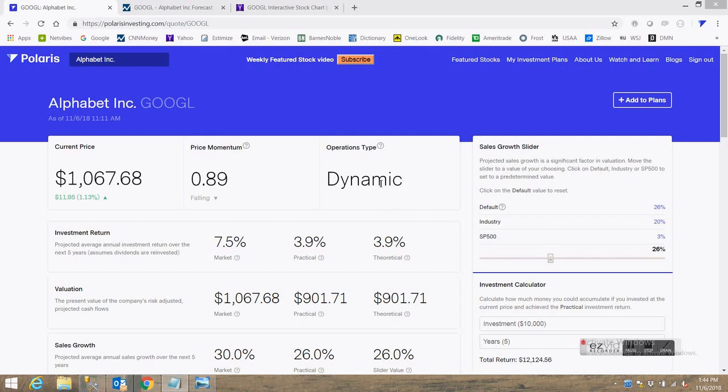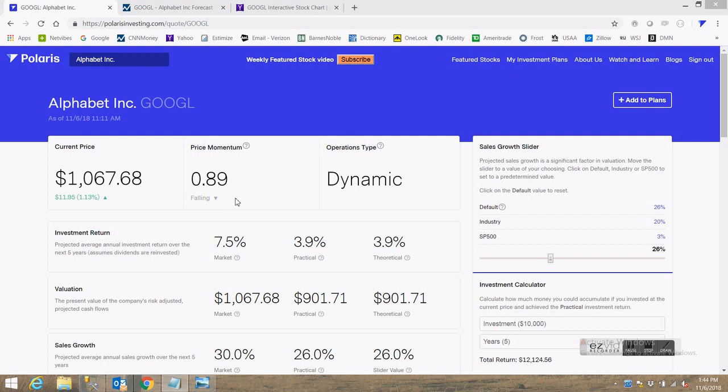One is that, notice here the operation type is being shown as dynamic. Having looked a little bit more into that, it's being flagged as dynamic primarily because of the outstanding stock options and the potential dilution that may occur if all those stock options were exercised.